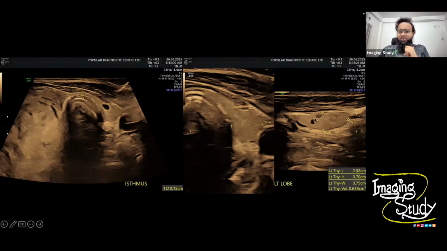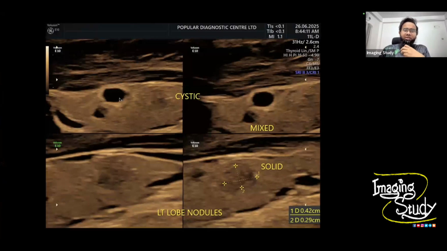And you can see multiple nodules here. We will try to see all of them. So let's look at the left lobe nodules first. You can see one cystic nodule, which is completely normal. You can see a mixed one here, with some solid component over there. We put Doppler because we always want to see the vascularity of the solid part, and this part actually showed some vascularity.